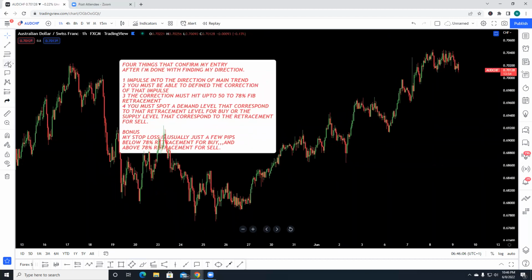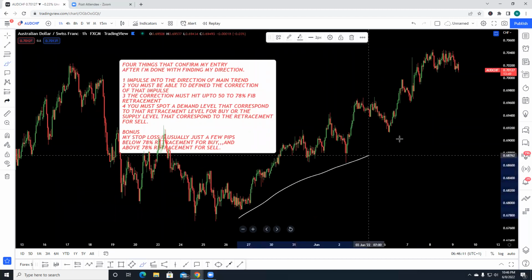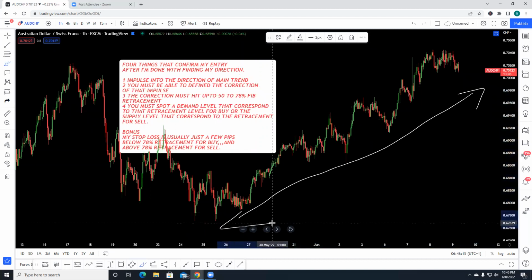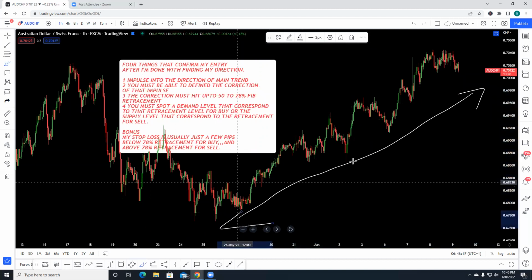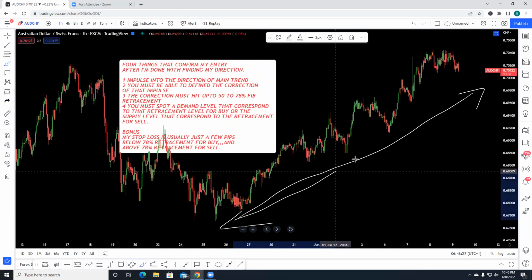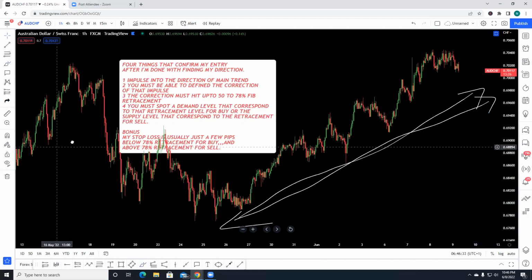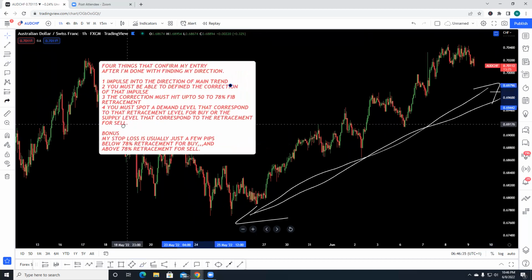But let's assume that after doing our background check, we want to buy Australian dollar CHF, AUD CHF. We want to buy it. What you can see are 4 things that confirm my entry after I'm done with finding my direction. Let's say I'm done finding this direction that I want to go up. So what are those 4 things, guys, that I must see before I take the trade in that direction?